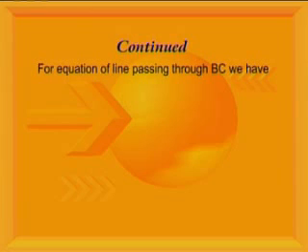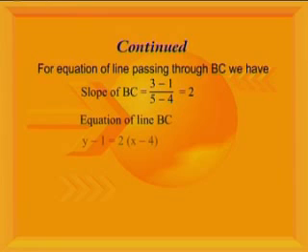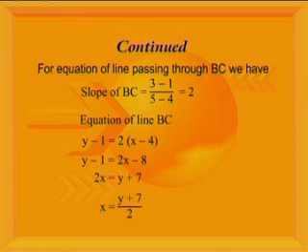For finding the equation of the line through B and C, that is line BC, the slope of BC is equal to (3 minus 1) divided by (5 minus 4), which is equal to 2. So the equation of the line BC is y minus 1 is equal to 2 into (x minus 4), and then y minus 1 is equal to 2x minus 8, then 2x is equal to y plus 7, x is equal to (y plus 7) over 2.